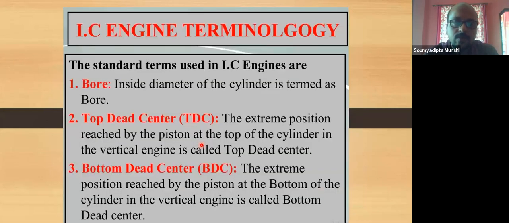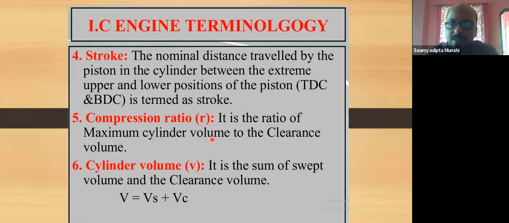So the compression ratio is the maximum cylinder volume to the clearance volume. That means cylinder volume, clearance volume plus swept volume, divided by the clearance volume. If we simplify it, in the numerator it is swept volume plus clearance volume, that means Vs plus Vc, divided by Vc. So we can say the compression ratio R can also be 1 plus swept volume by clearance volume. So this is also the compression ratio, 1 plus Vs by Vc.